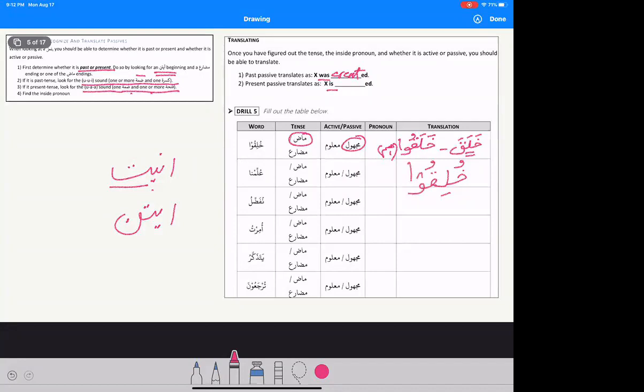Then we have ullimna. So ullimna, I hear u and e sound again. So this is my madi. And is that malum or majhul? Majhul, because u and e sound.